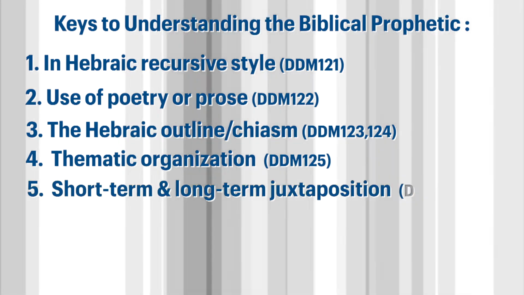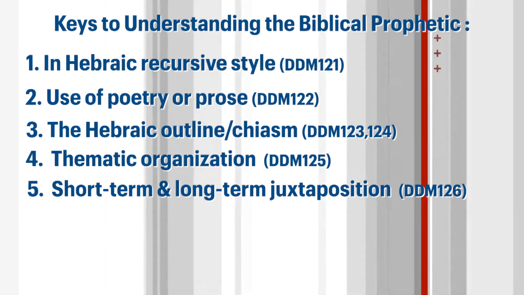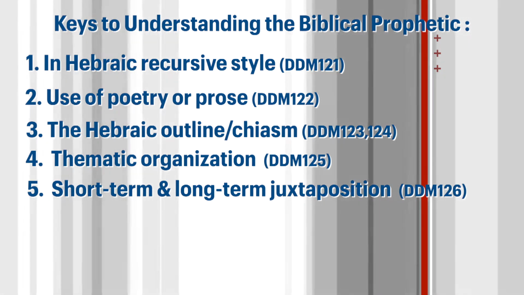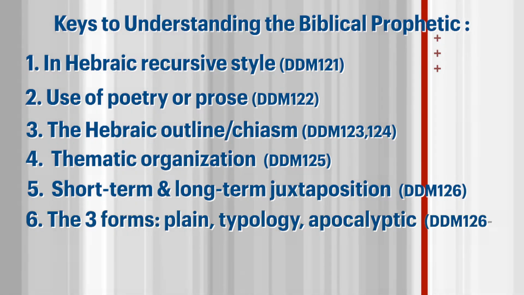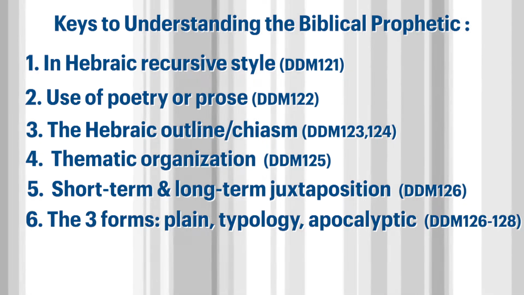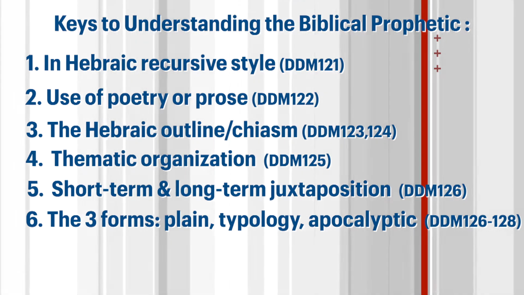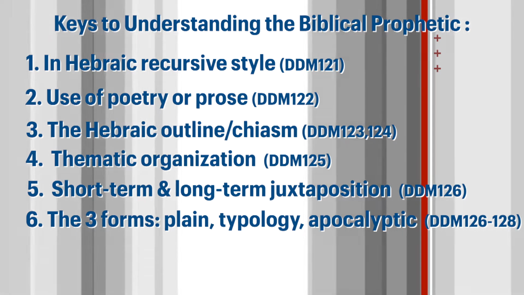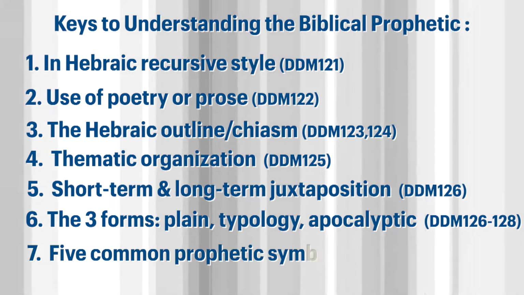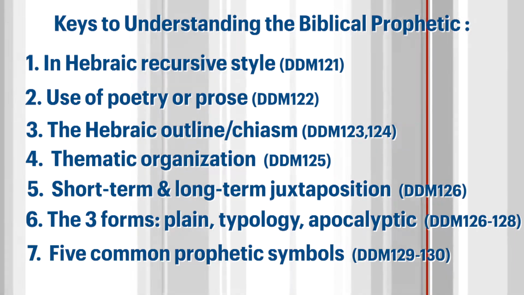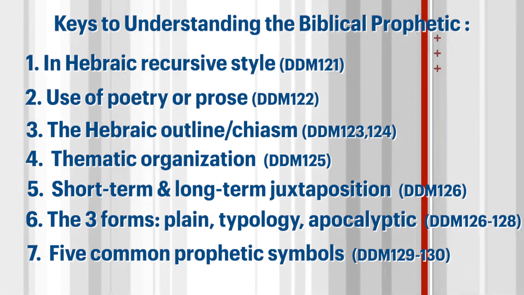We looked at the way the prophets place short-term and long-term prophecies together in Digging Deeper Moment 126. And then we began to look at the 3 ways that the prophets communicated their message: in plain language, typology, and the apocalypse. And that was in Digging Deeper Moments 126, 127, and 128. And then we saw last week the 5 common symbols used by the prophets. We started looking at those in Digging Deeper number 129 and 130.